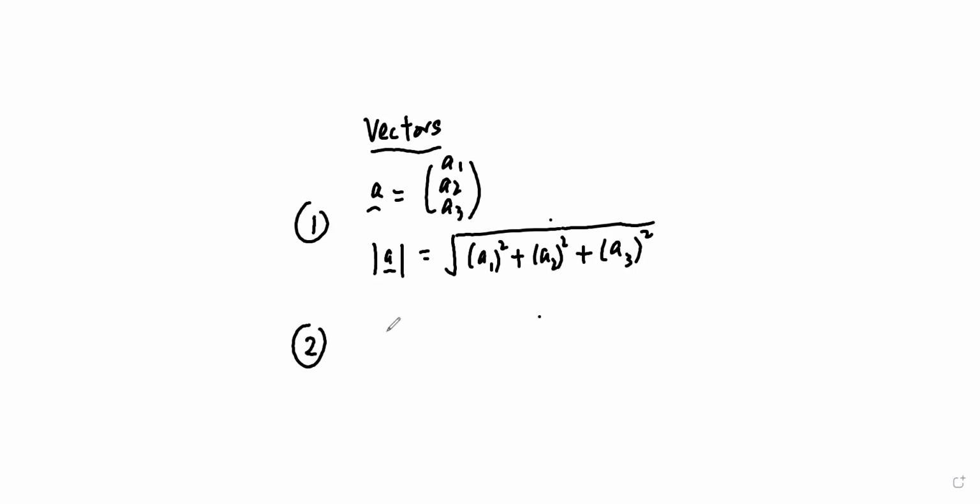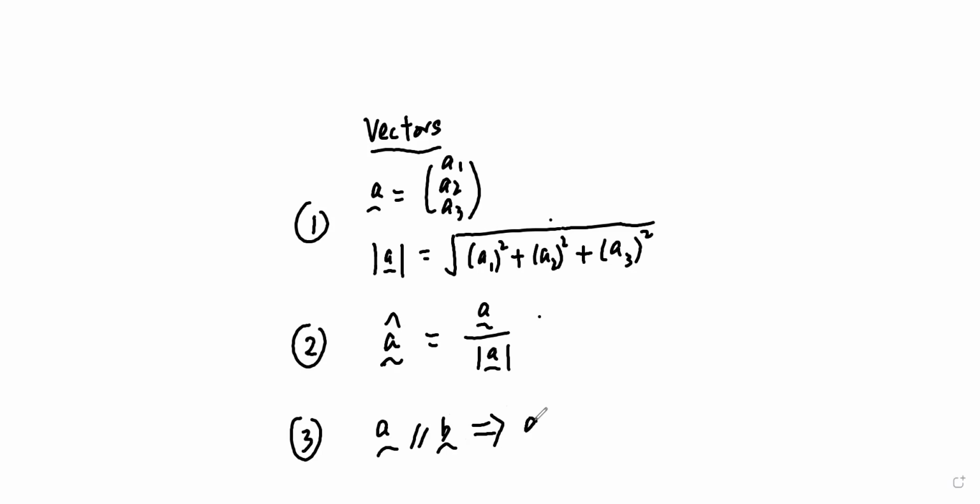Concept number two, a unit vector is equals to a vector A divided by the magnitude. Concept number three, a vector parallel to another vector implies that A will be equals to K times of B. So that's concept number three.